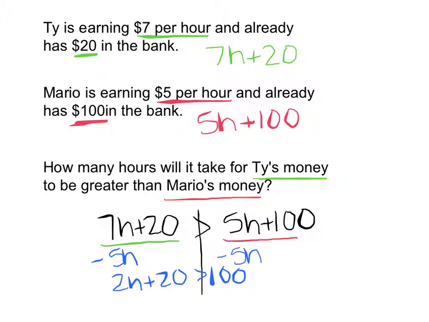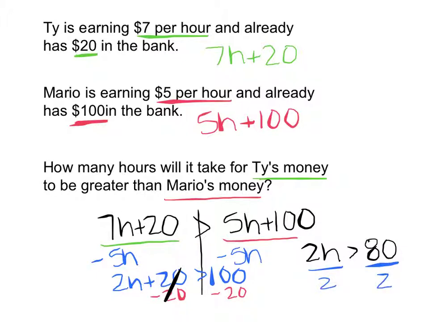We can go ahead and do some more solving. We can get rid of that 20. It doesn't have anything to do with h, the hours. So I'm going to subtract 20. Now we have to keep it balanced, so I'm going to subtract 20 on the other side as well. So looks like now we're at 2h is greater than 80. One last step. We got to get h by itself. I'm going to divide both sides by 2, and h is greater than 40.